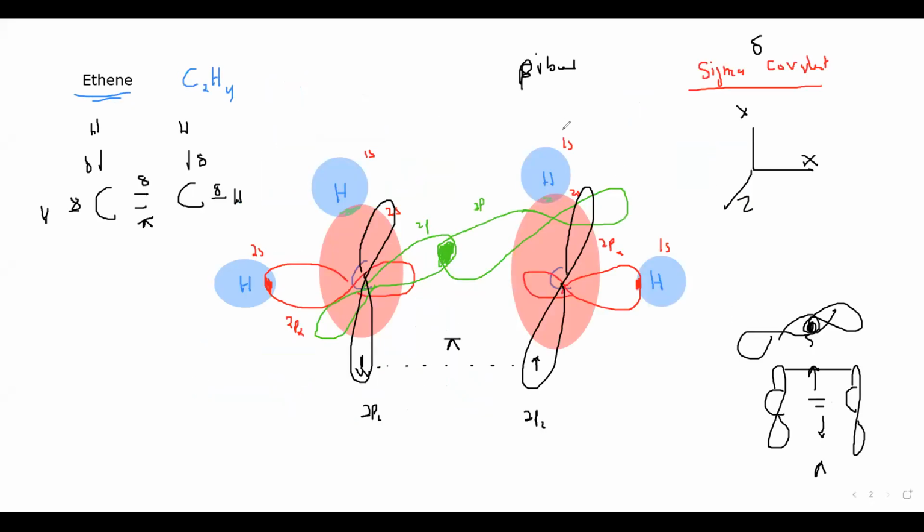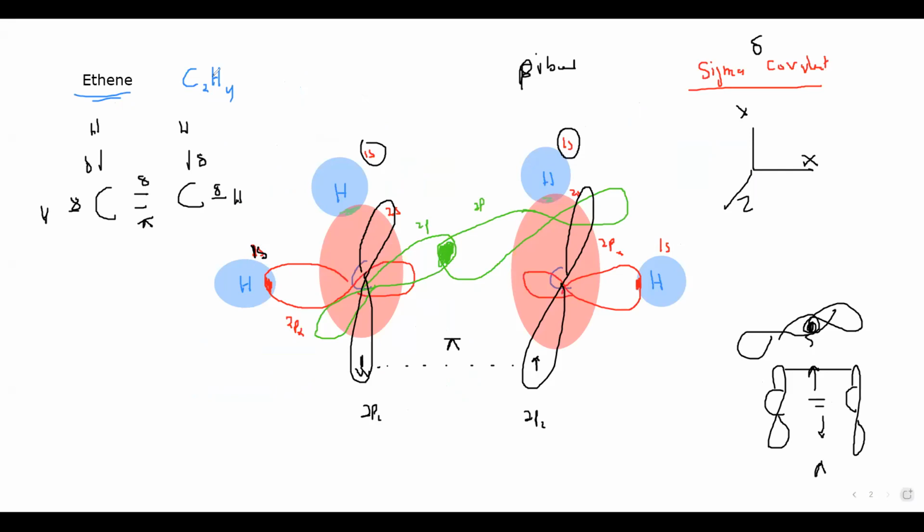The hydrogens here, all of the hydrogens are 1s. This is 1s of hydrogen, this is also 1s, this one is also 1s. All of them are 1s. All of the hydrogens are 1s, and for carbon, it is 2px, 2py, 2pz.